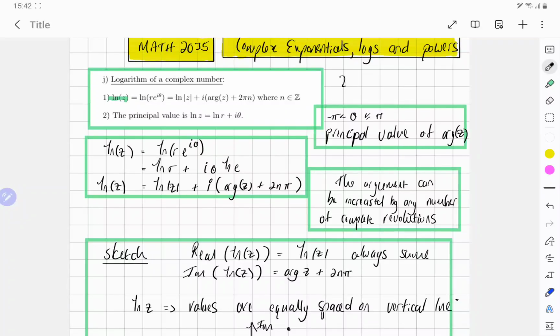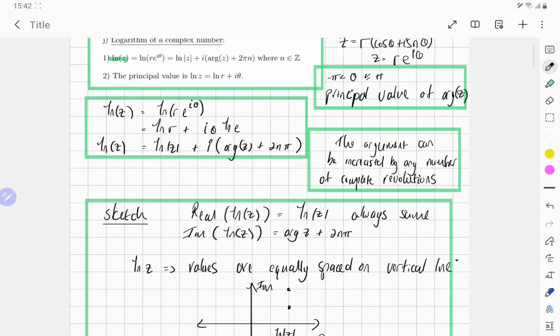So recall again that a complex number in modulus-argument form is z equals r times (cos theta plus i sin theta), or z is r e to the i theta, where the modulus is r and the argument is theta. So what we're going to do here is, ln z in Euler form, or in polar form, is ln of r e to the i theta.